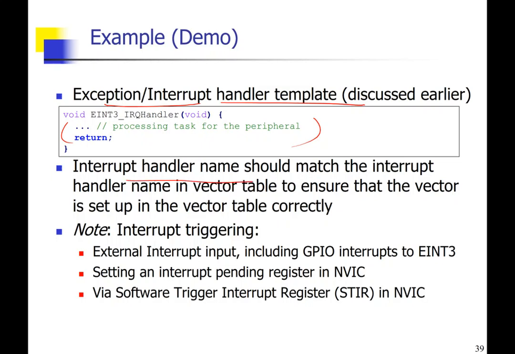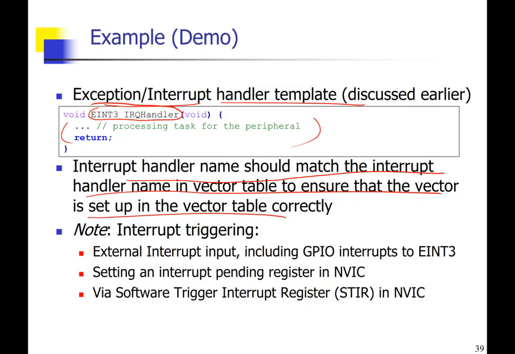So the interrupt handler name should match the interrupt handler name in the vector table to ensure that the vector is set up in the vector table correctly. So in this case, you have to use the exact name EE2024 underscore IRQ handler. You cannot use any name you like.